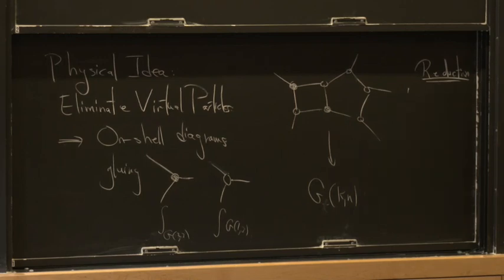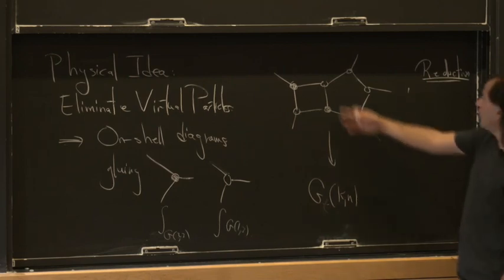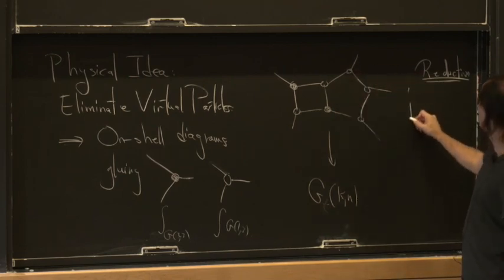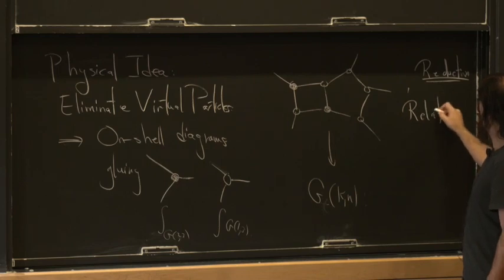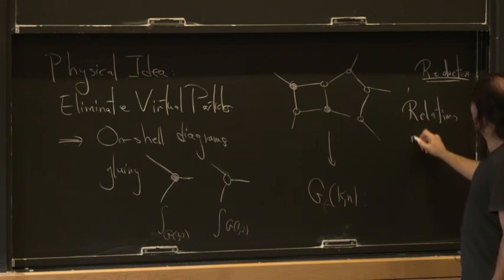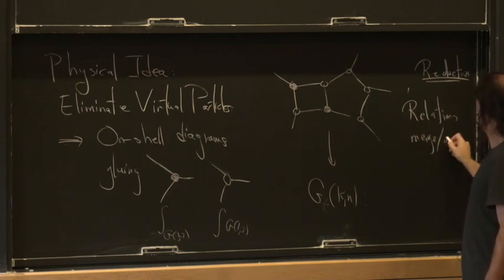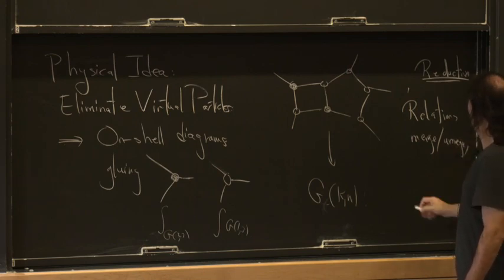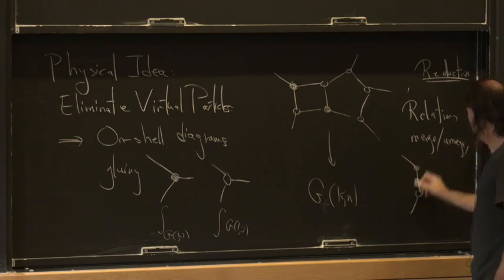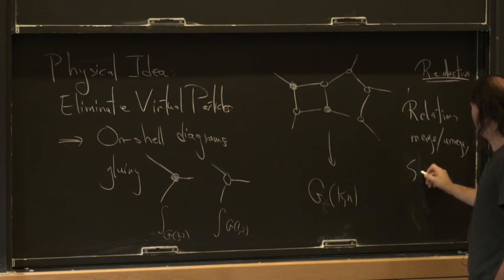So you might naively have thought that on-shell diagrams are just as complicated as Feynman diagrams, but there's a finite number of them, right? There's a finite number of different ones. Furthermore, they're not unique. There are relations, which come from merge, unmerge, and much more importantly, the square move.